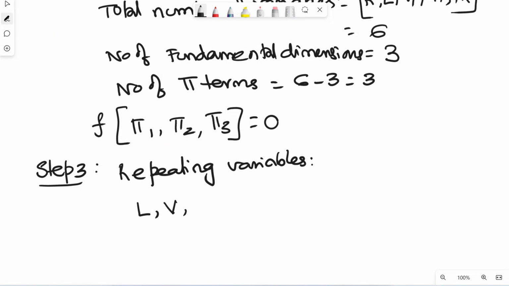Whereas the fluid property, how many fluid properties are there here? One is mu, rho is there actually. Mu, rho, these are the two that we have in this problem. So out of these I have to choose one. I can choose mu, or rho I can choose. So let me take rho. You can choose mu also, but I have chosen only rho.